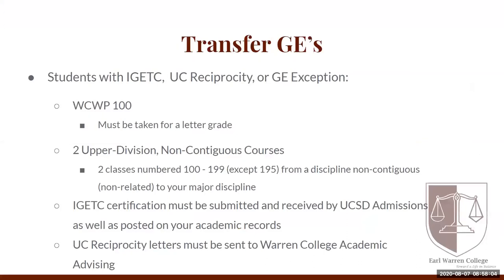Now, we know that the visual review can be overwhelming for some. So let's take a look at the requirements again in a different form. Remember, if you're transferring into UC San Diego with an IGETSE certification, UC Reciprocity, or you have a transfer GE exception petition approved, you'll be required to complete the following GE requirements: Warren Writing 100, which must be taken for a letter grade, and two upper division non-contiguous courses, numbered 100 through 199, with the exception of 195s, from a discipline non-contiguous, also meaning non-related to your major. An IGETSE certification must be submitted and received by UCSD admissions, as well as posted on your academic record, and UC Reciprocity letters must be sent to Warren College Academic Advising.